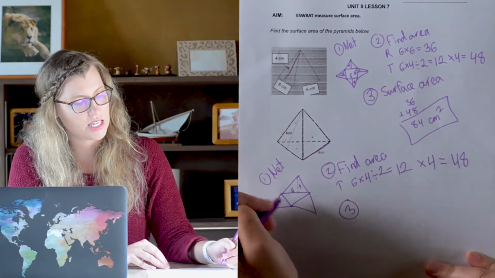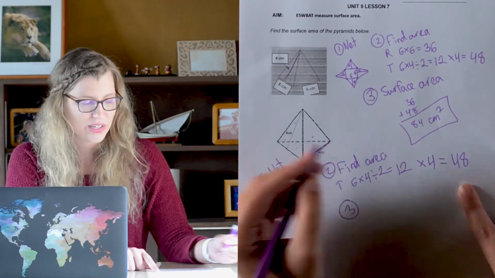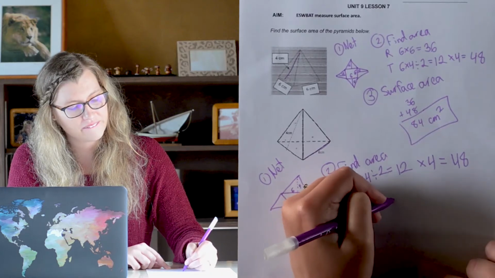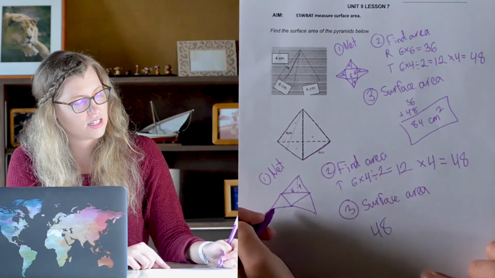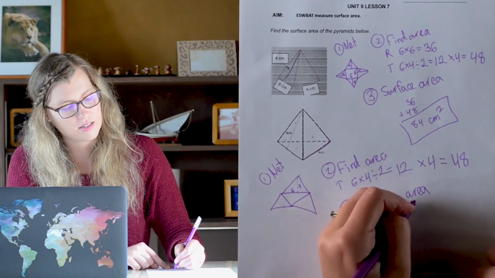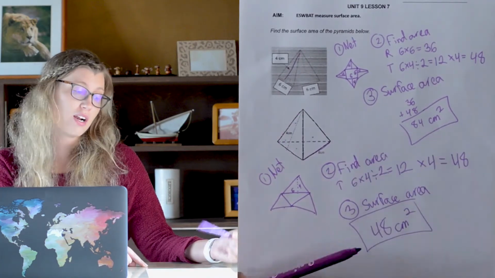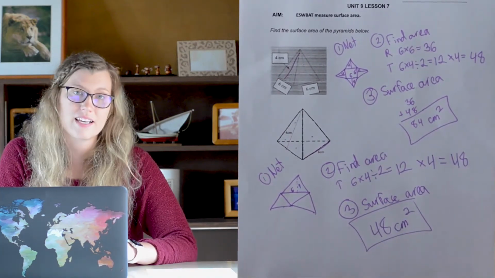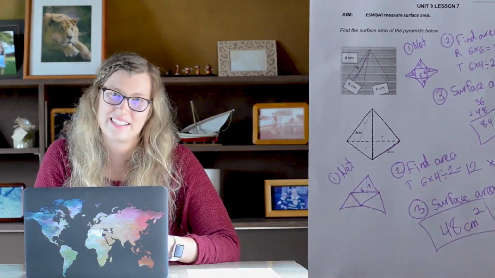Now my surface area is just adding up all those shapes. Wait, I already did that when I found the total here. So my surface area is just going to be 48 centimeters squared. So that pyramid had a surface area of 84. This one had 48. Our steps are still the same. The only difference is our nets. So have fun, draw those nets, calculate the area, and good luck on your exit ticket.